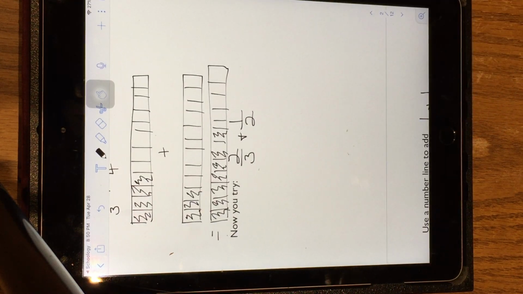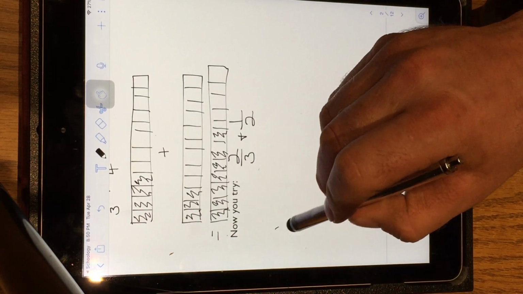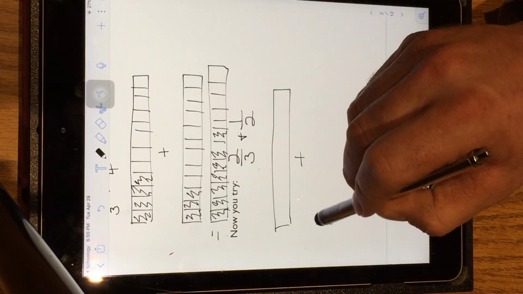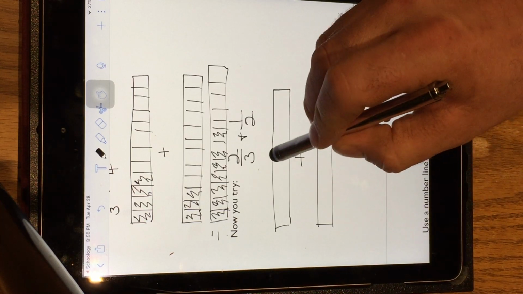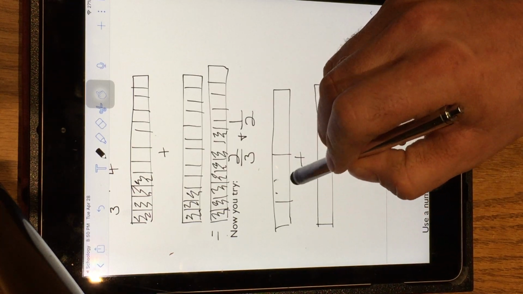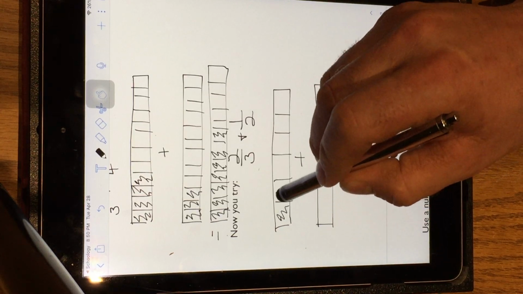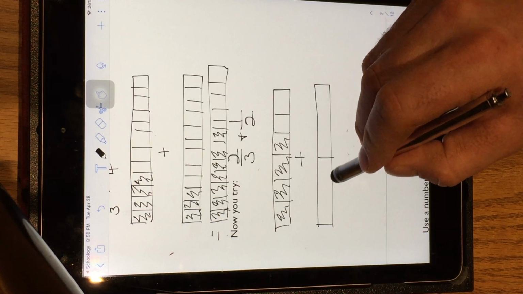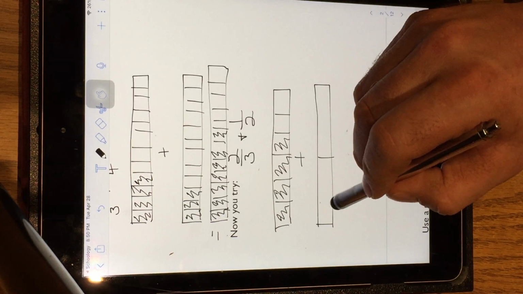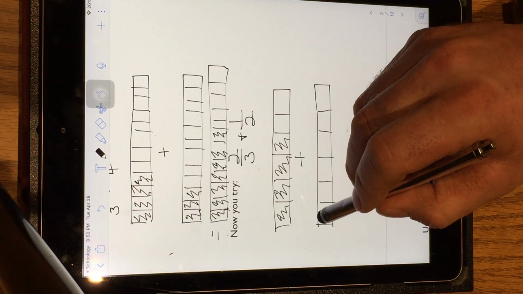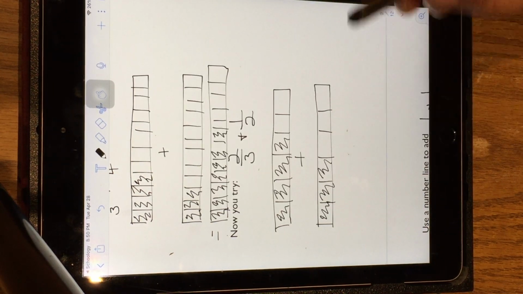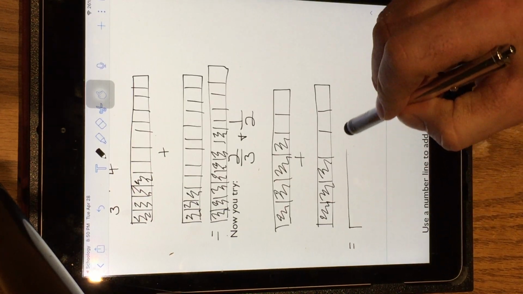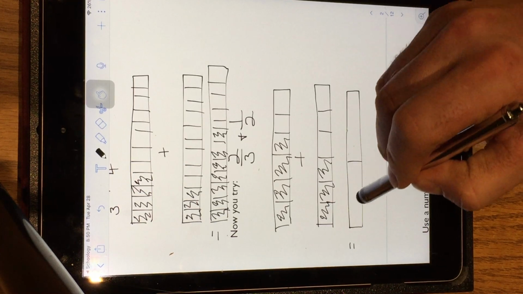Okay. Another one, 2/3 plus 1/2. The lowest common denominator here is 6ths. So I'm going to draw 2 fraction strips showing 6 sections. So 2/3 is going to be 4/6. And 1/2 is equivalent to 3/6. And when we add this together, we end up with 7/6, which means we have more than one whole.